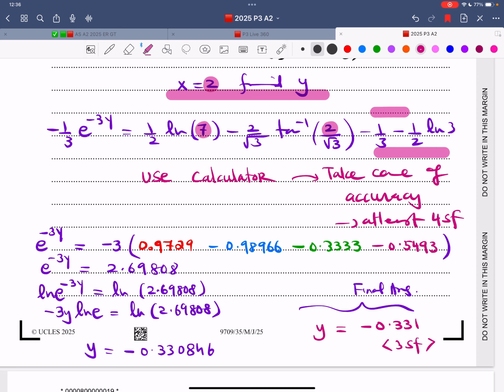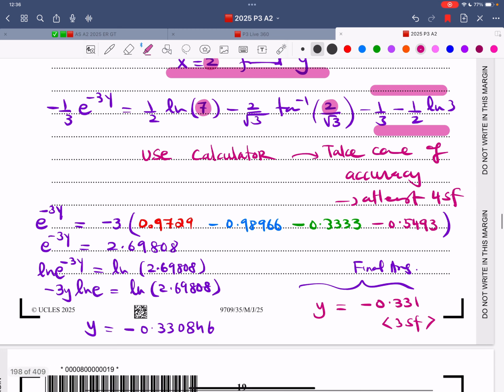This was as it is from before. Now use calculator, take care of accuracy, work in at least 4 significant figures. So half ln 7, that is this thing. So this first red thing over here, let me use the marker. So this red thing over here, half ln 7 is this thing.